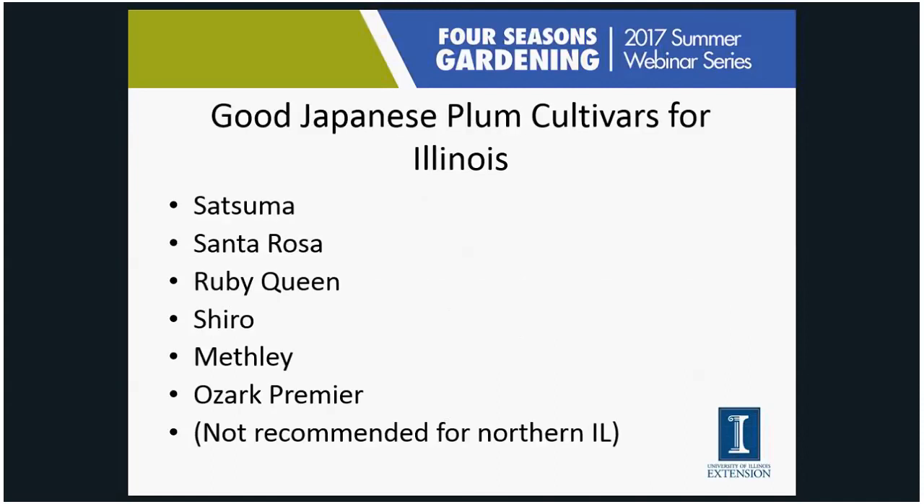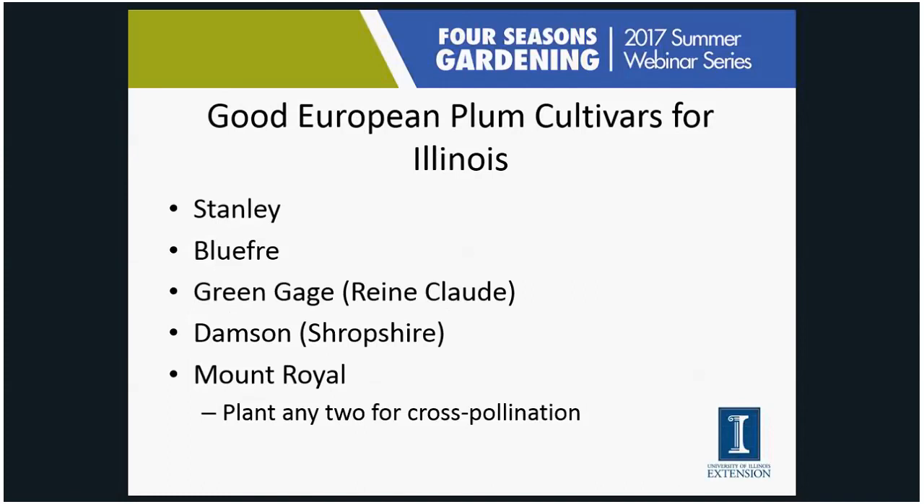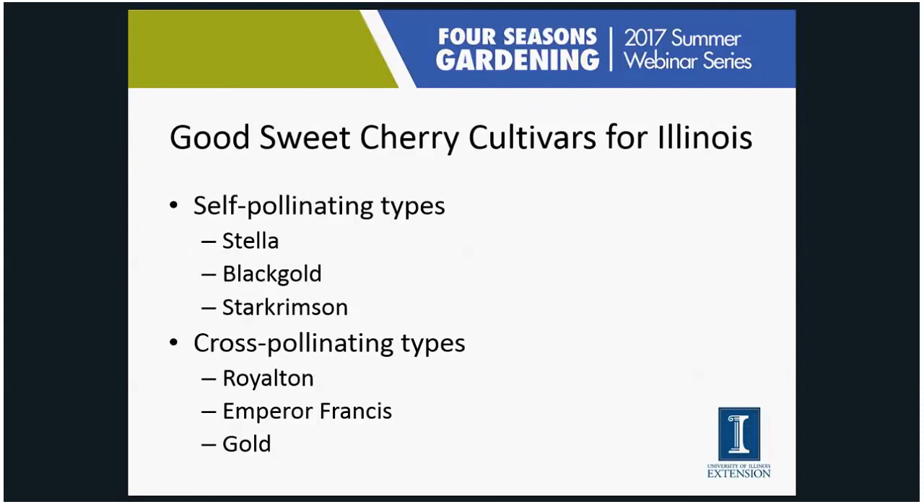Some good Japanese plum cultivars for Illinois. Some good European plum cultivars for Illinois. Plant any 2 of these for cross-pollination. Some good sweet cherry cultivars. So we have self-pollinating types and cross-pollinating types. The self-pollinating types, again, are not going to need another pollinizer, but the cross-pollinating types would.